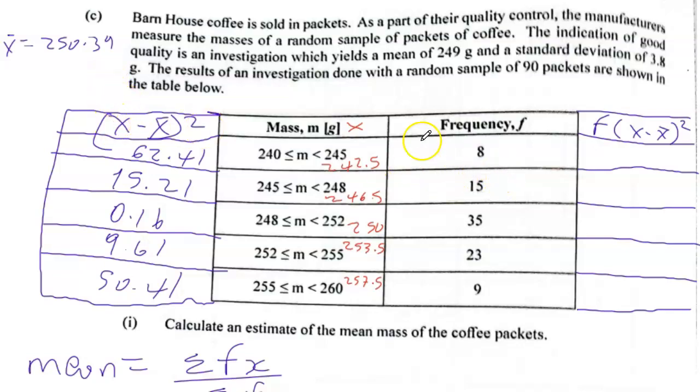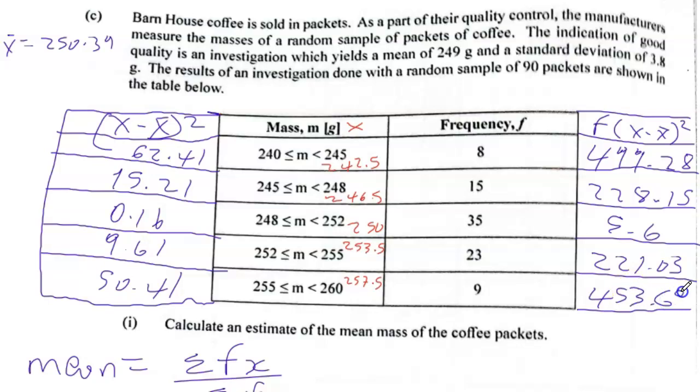So the third column times the first column. So 8 times 62.41, that's 499.28. 15 times 15.21, 228.15. 35 times 0.16, it's 5.6, and so on. So our final value is 453.69. We need the summation. So let's sum these values in the final column.